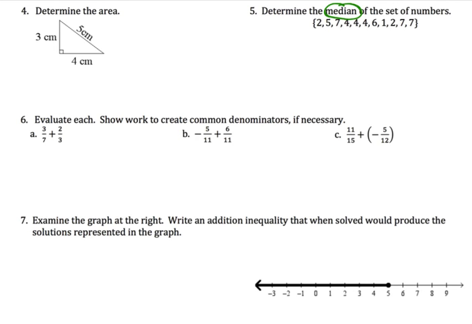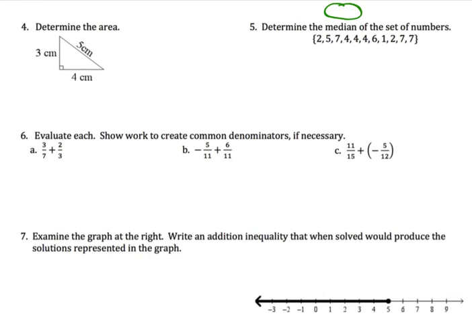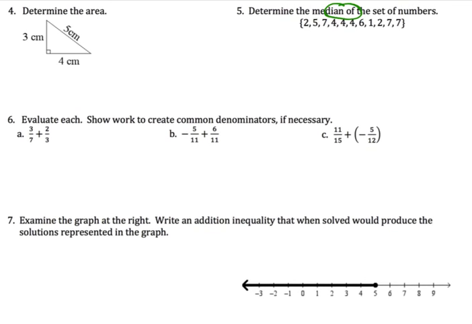Number 7, you're going to look at the graph and write an addition inequality. An addition inequality, just so you know, is something like this: x plus 1 is less than 5. Which, by the way, this would not work for this inequality, because when I solve this, I get x is less than 4. That is not what is graphed. So, well, that was kind of strange.